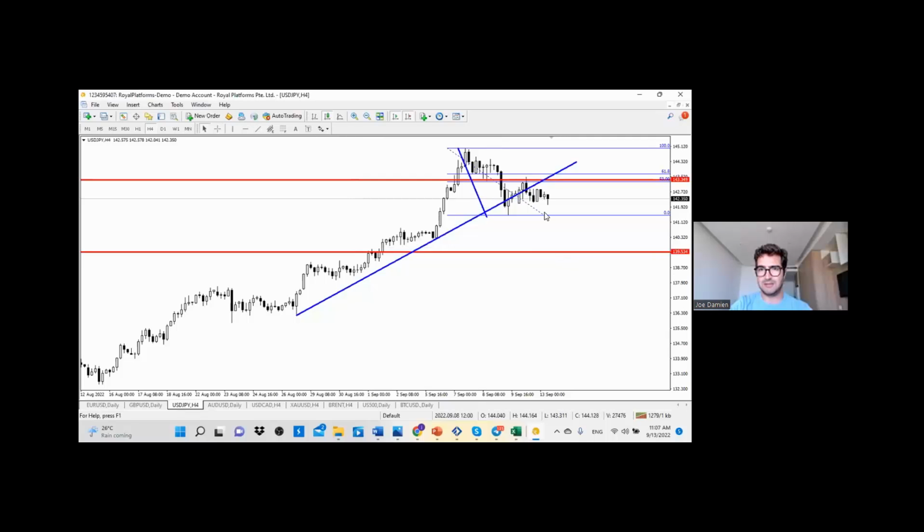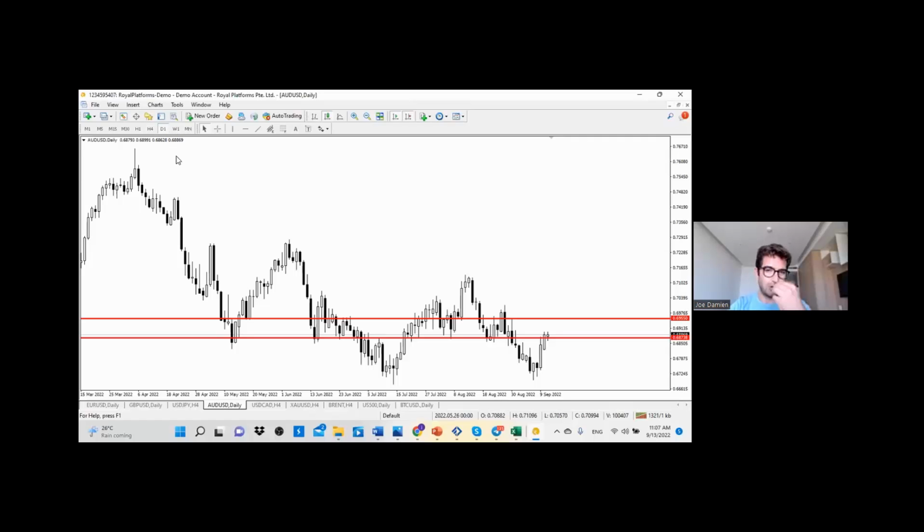This is impulse, correction. And as you can see, the new impulse might be equal to the previous one, and this will push the price all the way down until the 1.3953, which is the mentioned support. Okay, so for the USD JPY, I can see a move all the way down until the 1.3953.